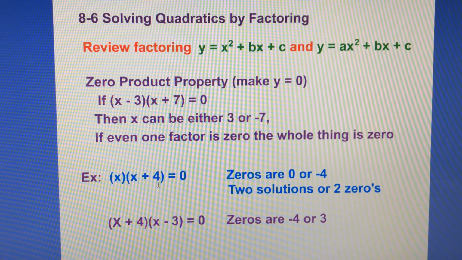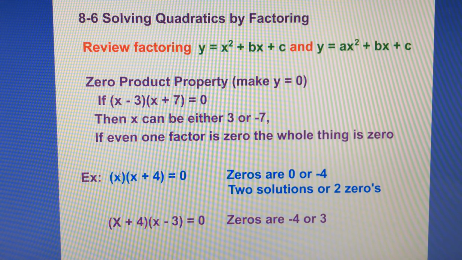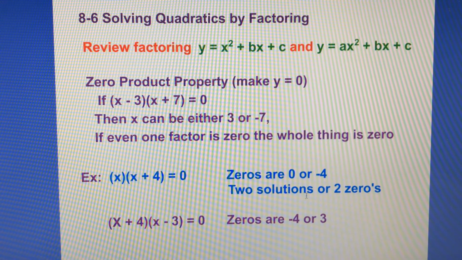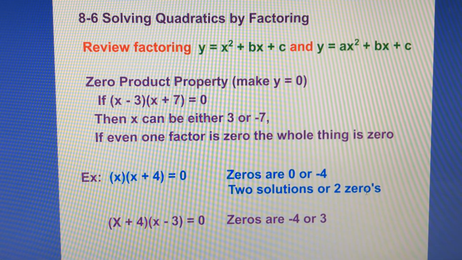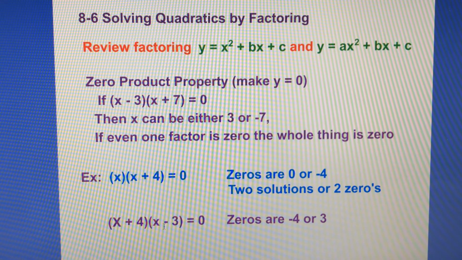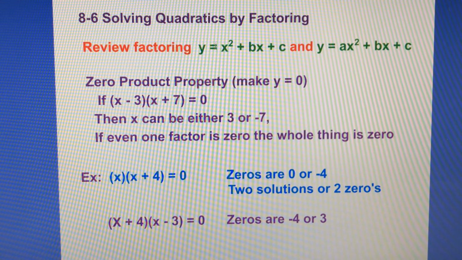Example, x times x plus 4 equals 0. My zeros are either 0, because this x is just a 0, or negative 4. There are 2 solutions or 2 zeros. So if I'm getting 2 answers the same way I did here with 3 and negative 7, I have 2 solutions, 2 zeros. Negative 4, positive 3, 2 zeros. This is real simple, but we all know that the hard part was factoring. So depending upon whether you want to factor that trinomial or not, it makes finding the zeros very easy.